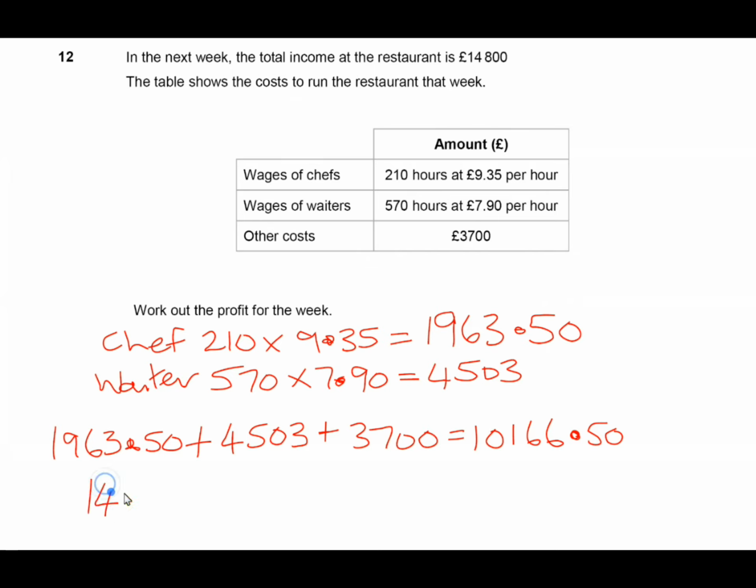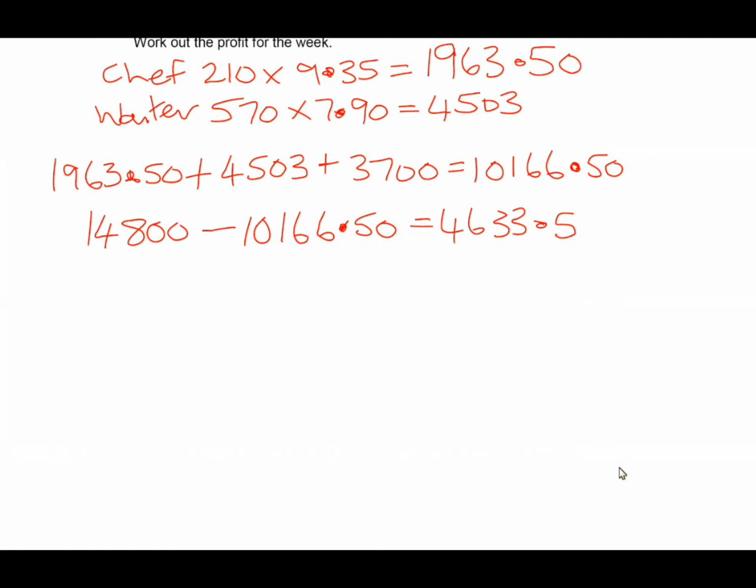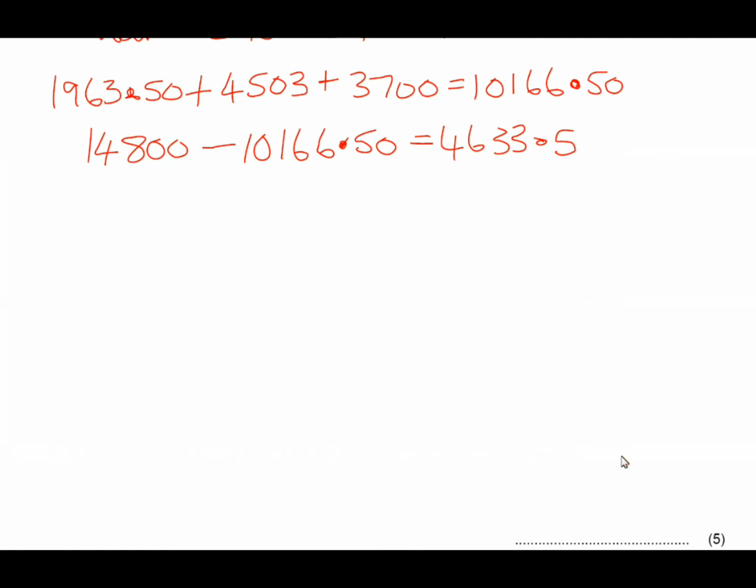So our £14,800 take away our £10,166 and 50 pence leaves us with a profit of 4633.5. So on the answer line for our 5 marks, 4633.50. Don't forget the second decimal place.